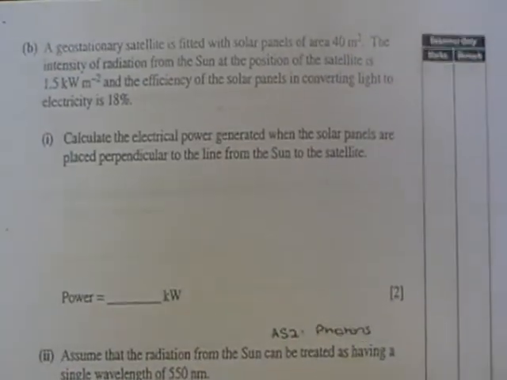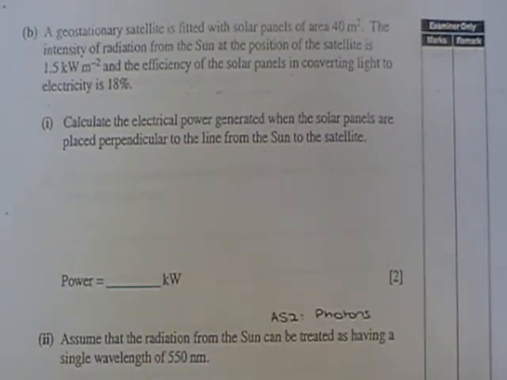Part B. A geostationary satellite is fitted with solar panels of area 40 metres squared. The intensity of radiation from the sun at the position of the satellite is 1.5 kilowatts per metre squared, and the efficiency of the solar panels in converting light to electricity is 18%. Calculate the electrical power generated when the solar panels are placed perpendicular to the line from the sun to the satellite.